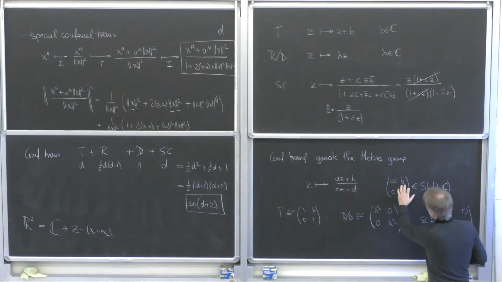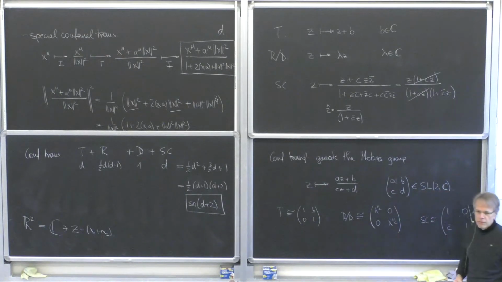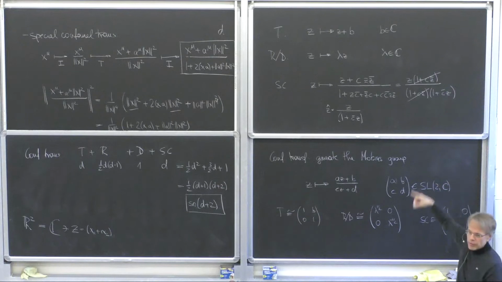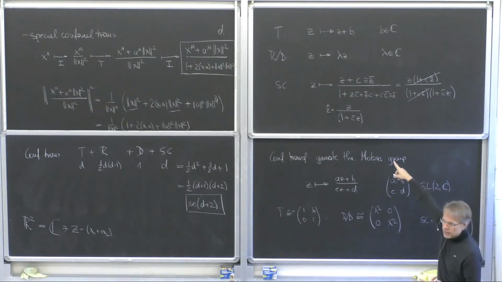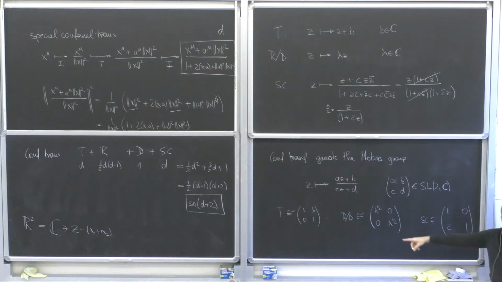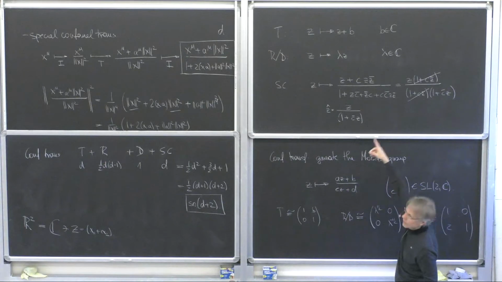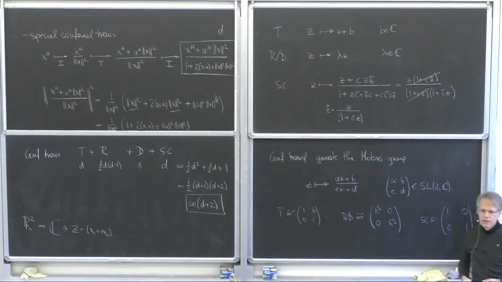And then you see, this has the right dimension. There are 4 complex parameters. There is 1 constraint, so you have 3 complex parameters. And these are exactly 1 complex parameter for translation, 1 complex parameter for rotation and dilatation, and 1 complex parameter for special conformal transformation. At least it has the right number of parameters, and you can convince yourself that these transformations generate exactly this group. So that's the Möbius group.